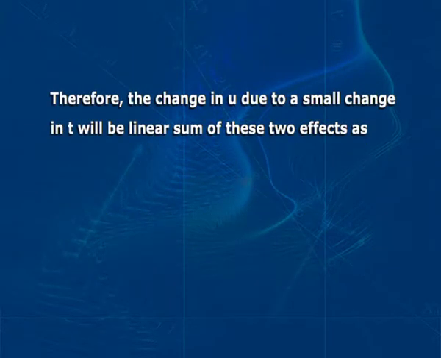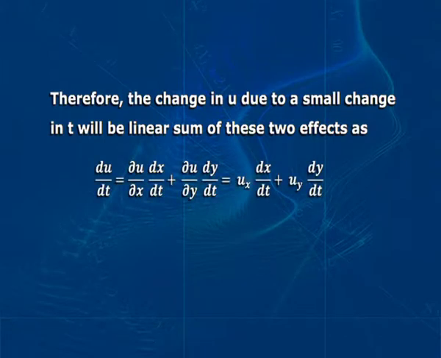Therefore, the change in u due to a small change in t will be the linear sum of these two effects, as du by dt is equal to del u over del x into dx by dt plus del u over del y into dy by dt, which is equal to ux dx by dt plus uy dy by dt.